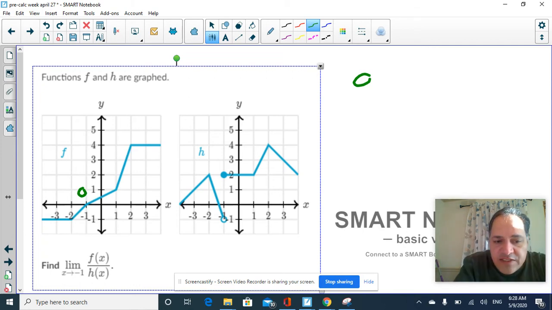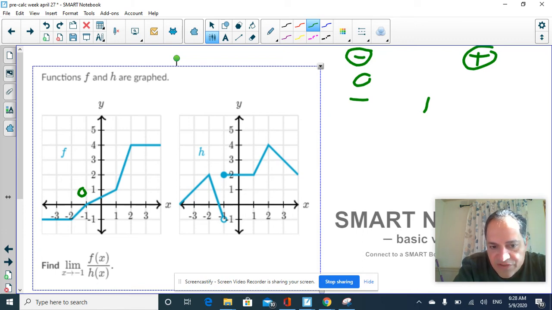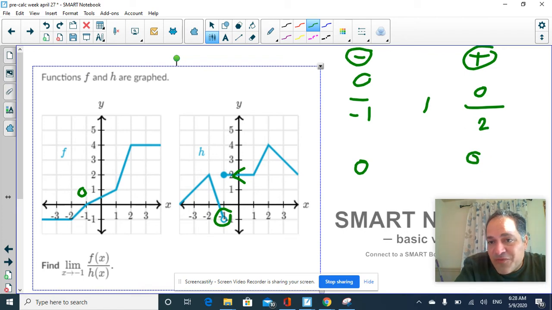But if you want to find the division here, you have to find the limit from left and the limit from right for both. From left, f of x is 0, and h of x from left is negative 1. When x approaches negative 1, y approaches negative 1. So 0 over negative 1 is 0. From right, f of x approaches 0 also, and h of x from the right approaches 2. 0 over 2 equals 0. So the limit from left and limit from right both equal 0.